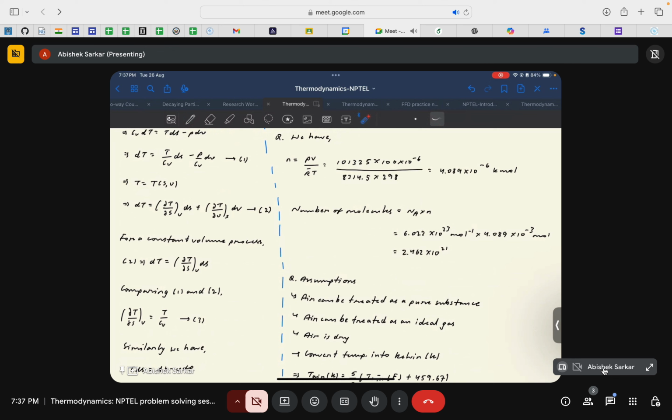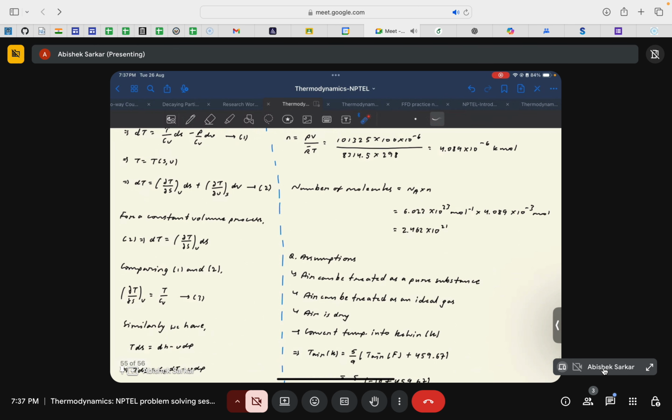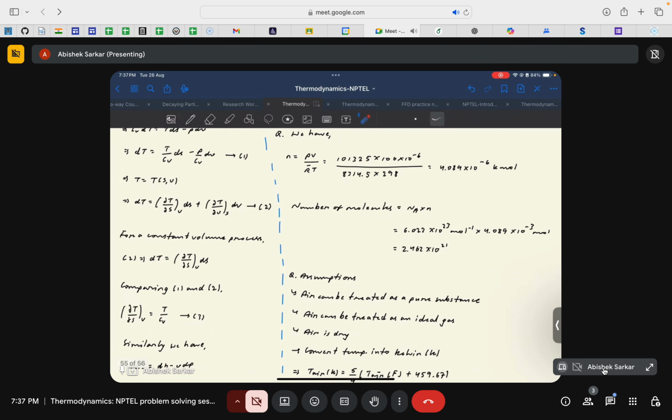So for a constant volume process, dT becomes equal to dou T by dou s times ds. Again, from equations 1 and 2, you can see that dv will be equal to 0 for a constant volume process, and this will also be equal to 0. So from these 2 relations you can say that dou T by dou s at constant volume is equal to T by Cv, just comparing the coefficients of ds. That's the first thing. Let us give it equation number 3.